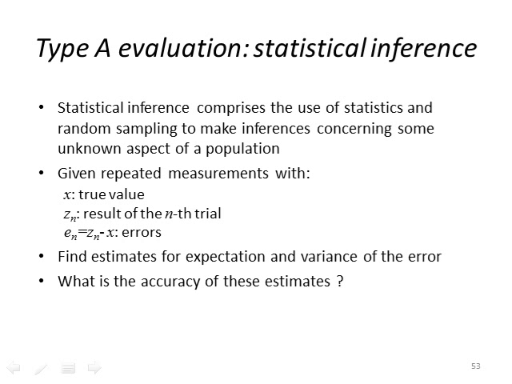Okay, so type A evaluation, statistical inference, comprises the use of statistics and random sampling to make inferences concerning some unknown aspect of a population. Okay, find estimates for the expectation and variance of the error. What is the accuracy of the element estimates of the individual components? Okay, so you're going to have to go through and do a lot of testing on these. It's really quite impractical.